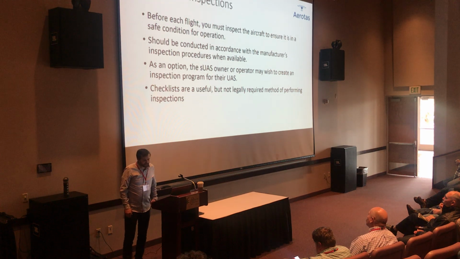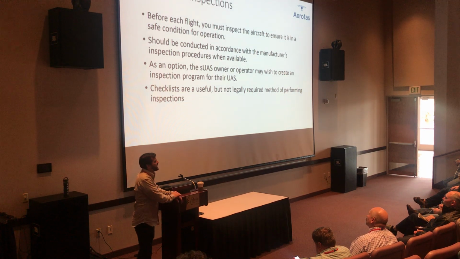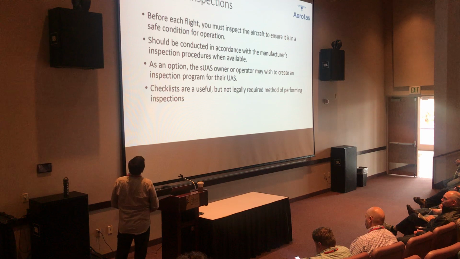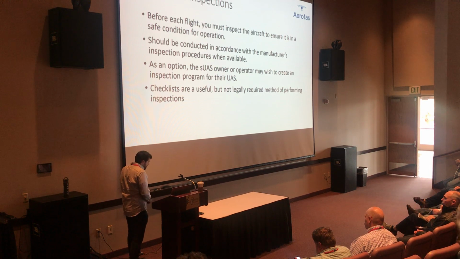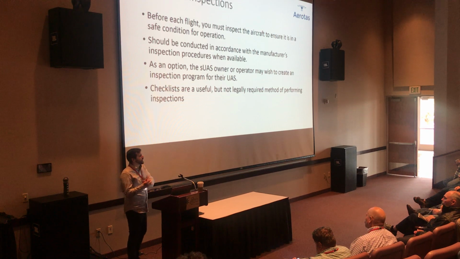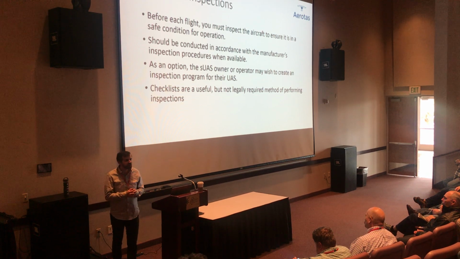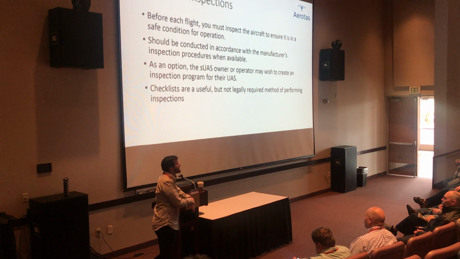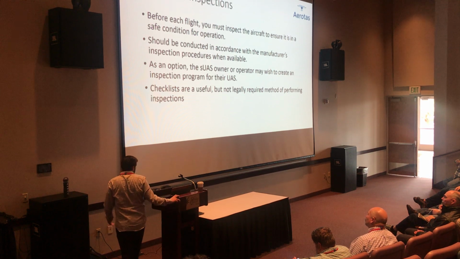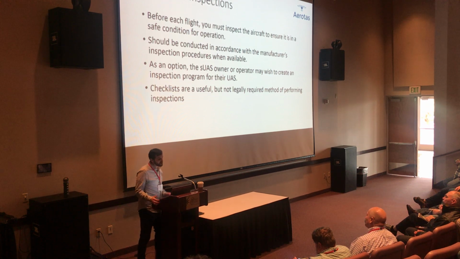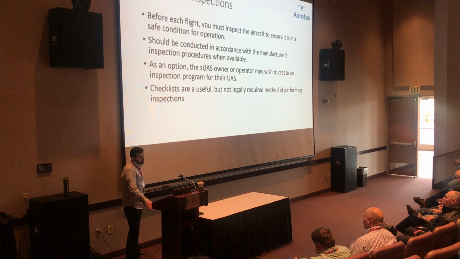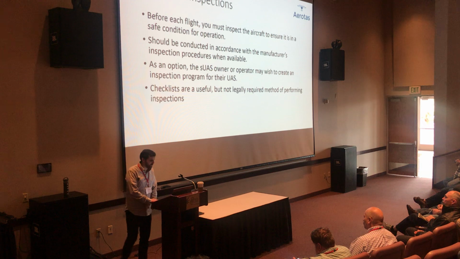So let's talk next about pre-flight inspections. If you remember from part 1, the text of the SUAS Part 107 rule, before each flight, you must inspect the aircraft to ensure it is in a safe condition of operation. Thankfully, there are no super detailed checklists that the FAA sets. It would be a pain if they were, because they'd probably want you to totally disassemble every motor and every propeller and battery and whatnot to make sure that it all works. But instead they say, again, sorry, I know I'm boring, it should be conducted in accordance with the manufacturer's inspection procedures where available. As an option, you can create an inspection program for your own SUAS, and checklists are useful but not a legally required method of performing inspections.